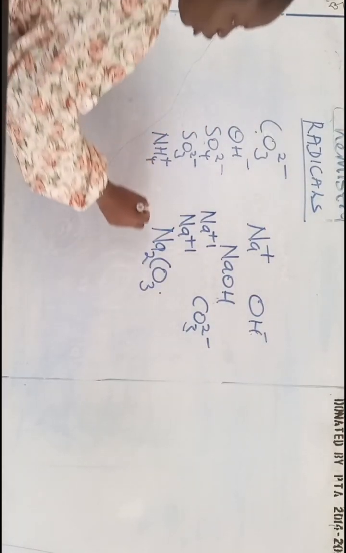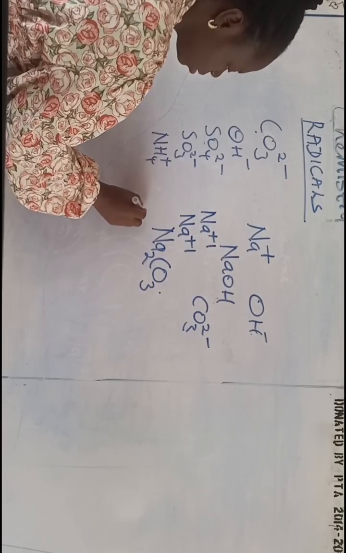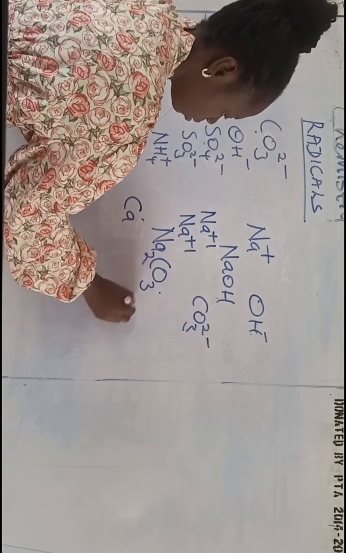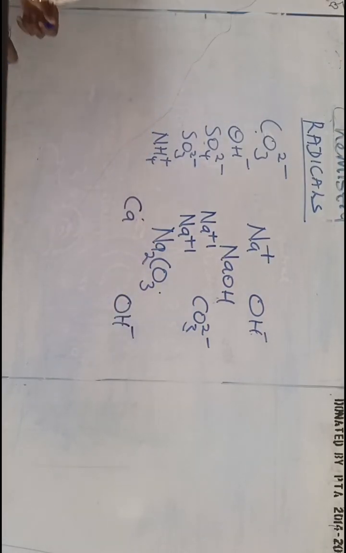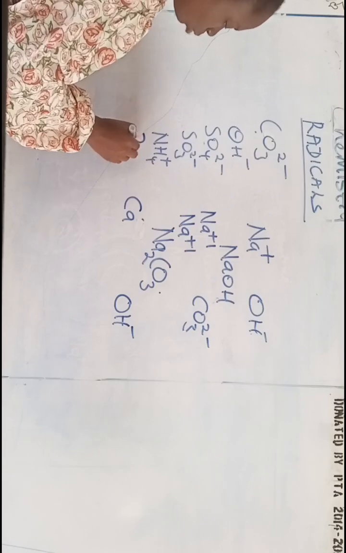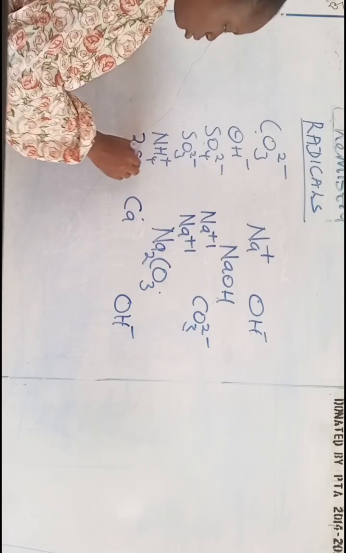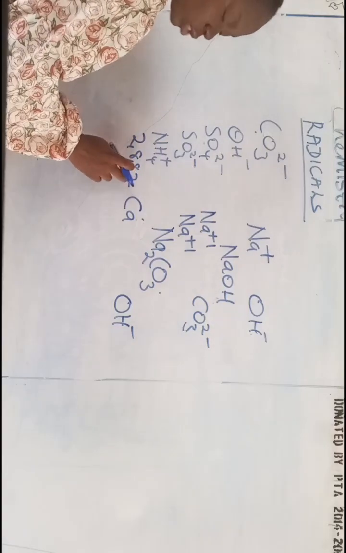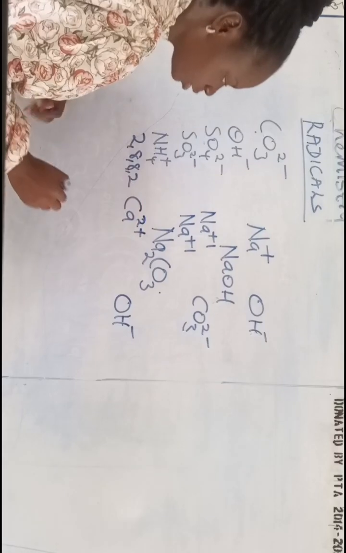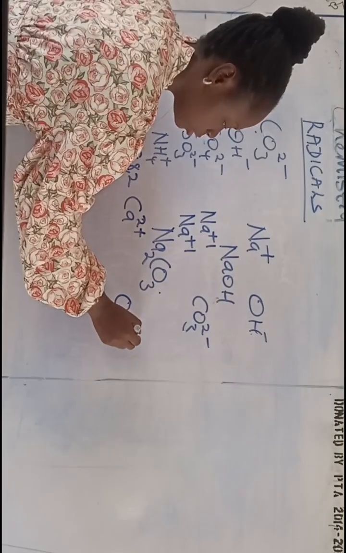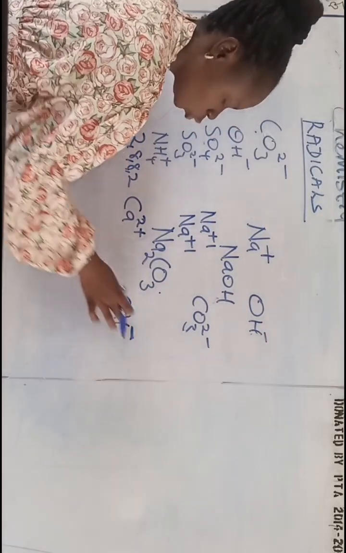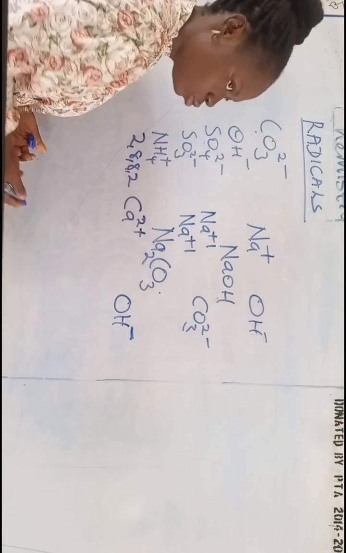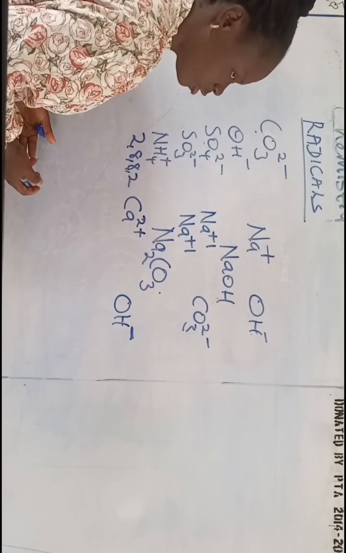Okay, let's try calcium and OH minus. Calcium and OH minus. Okay, now calcium is 2, 8, 8, 2. So calcium will be willing to give out these 2 electrons. Then OH minus, this is the hydroxide ion, will be willing to collect only 1 electron. Okay, but calcium has 2 to give. Calcium is generous. You understand me?